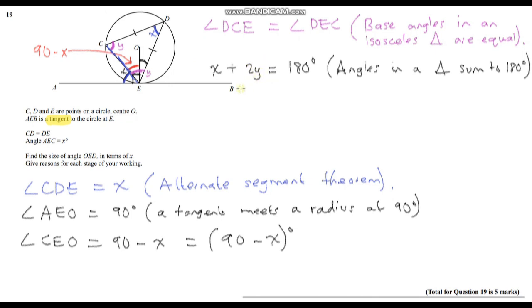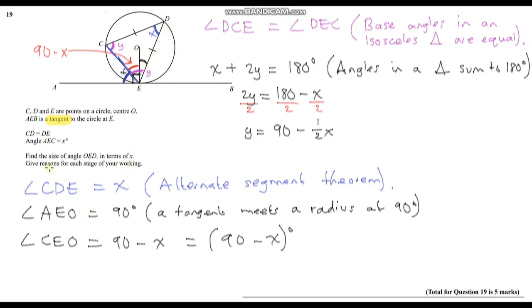So if we get y on its own for this particular equation, the first thing to do is get rid of x from both sides. So we're left with 2y equals 180 minus x. And now if we divide everything by 2, we get y is equal to 90 minus half x. Okay, so we've got y, the purple angle, in terms of x, and we've got the red angle in terms of x. Now to work out the angle we're after, we can just do the purple one take away the red one.